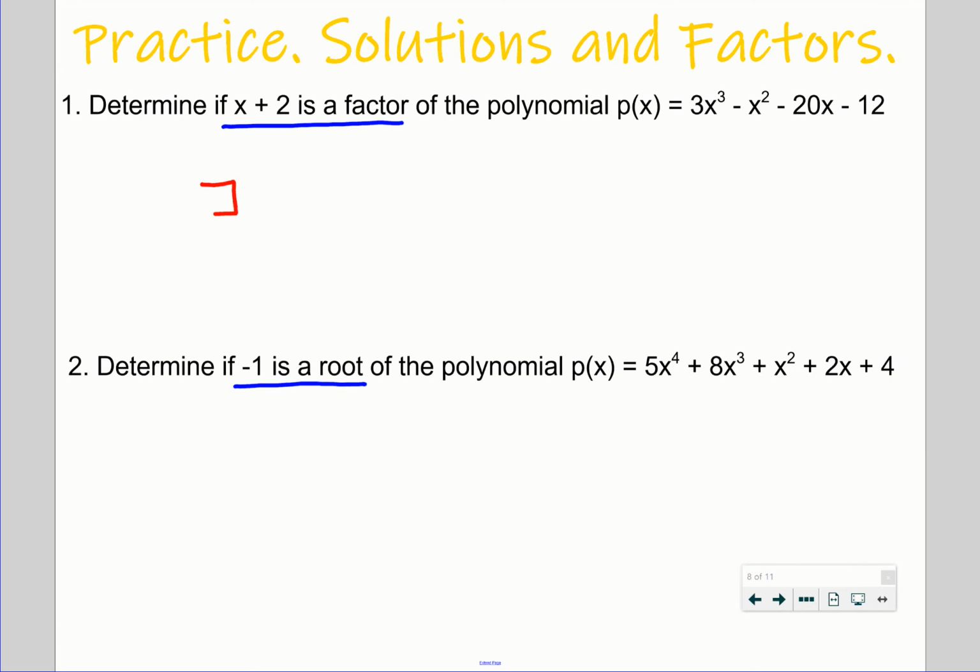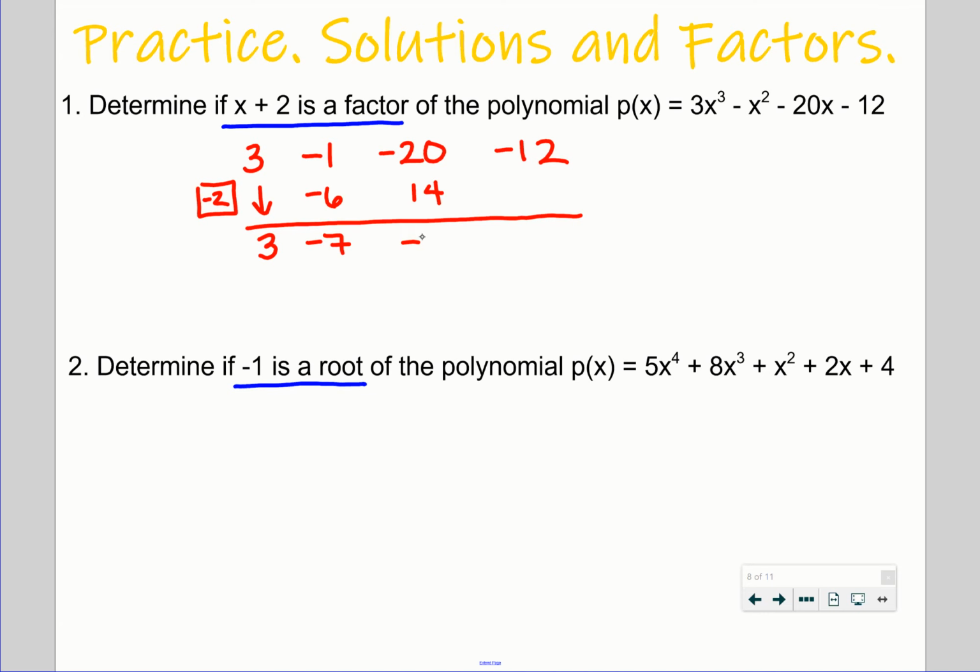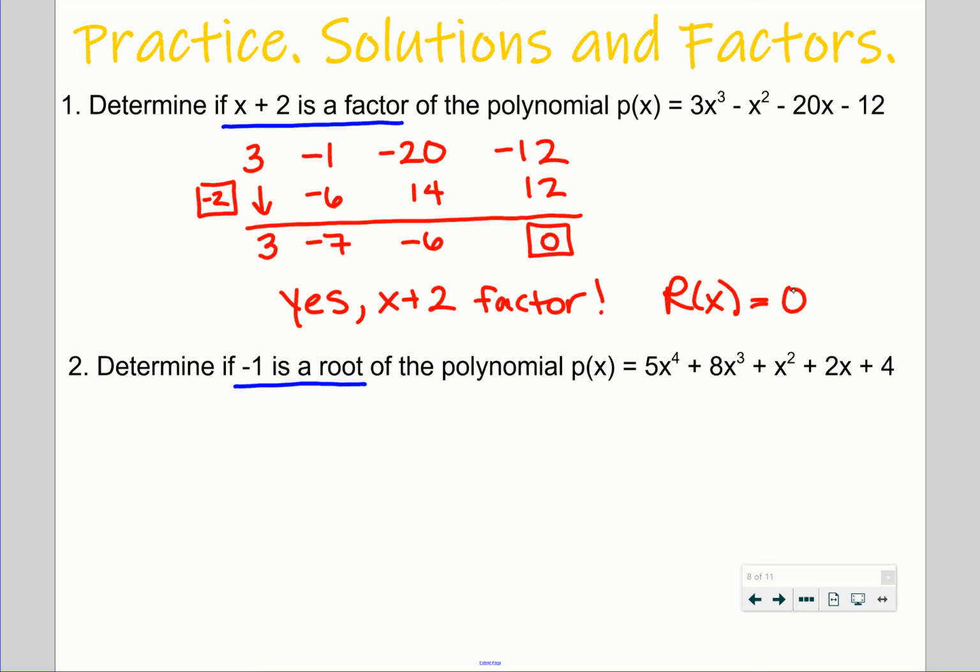Okay, so you should have put negative 2 in the box for the first synthetic division. 3, negative 1, negative 20, and negative 12 are my coefficients. Bring down 3, multiply, add, multiply, add, multiply, add. So, yes, x plus 2 is a factor because the remainder is equal to 0.